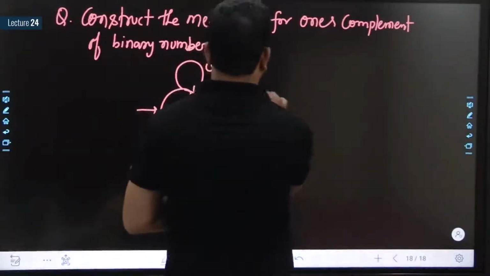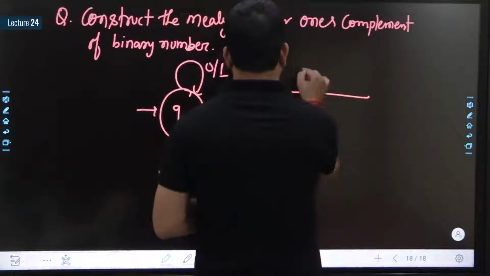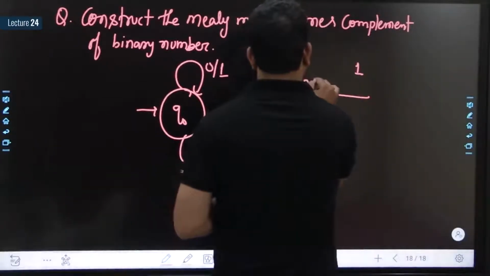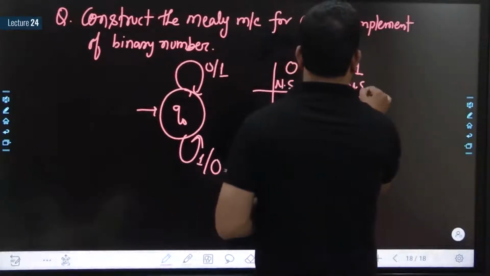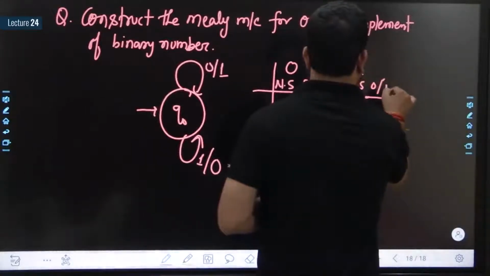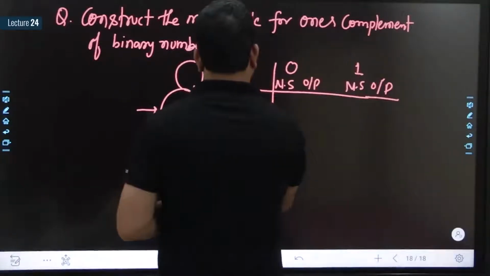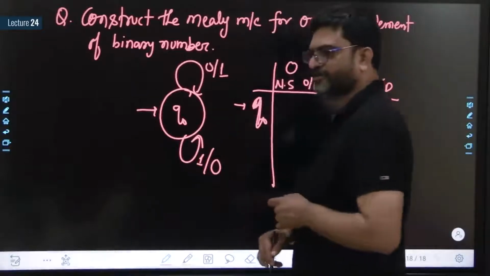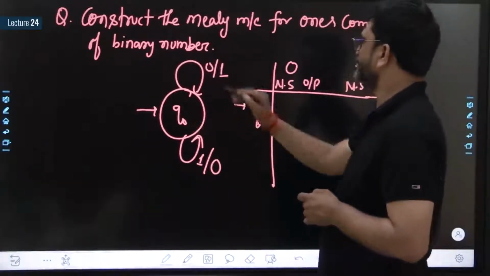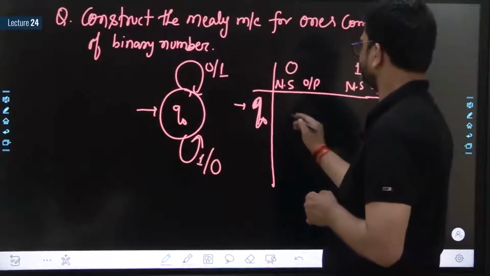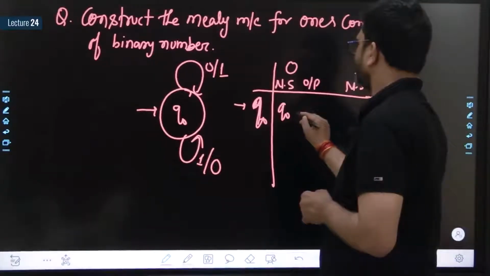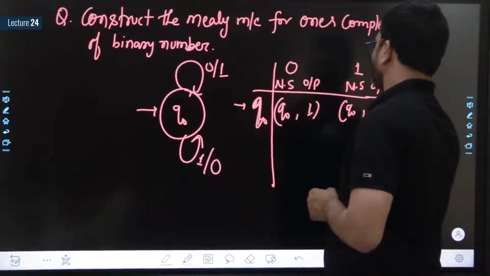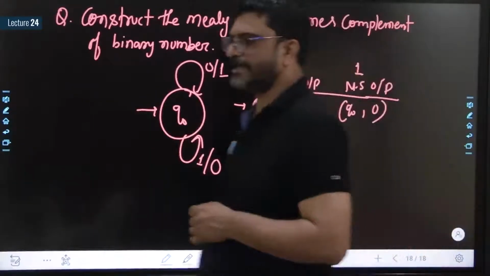Clear? How to write the transition table for this? Input 0, 1, next state, output, next state, output. This one is Q naught. Q naught on 0, Q naught, output is 1. Q naught on 1, Q naught, output is 0. Clear?